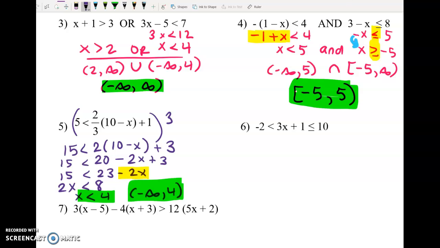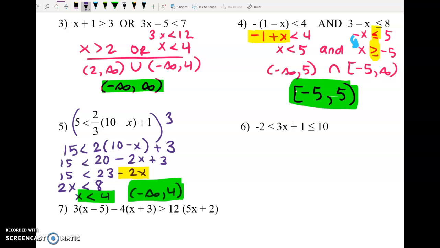All right, number 6. This is a compound inequality that already is the intersection, and you are looking for x between two numbers. So what you do to one side, you do to all 3 sides. So you always want to focus on the inside to get rid of any of the extra stuff, any operations and numbers that are being added or multiplied to your variable.